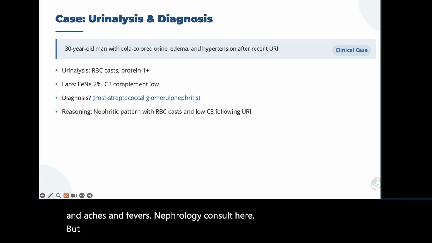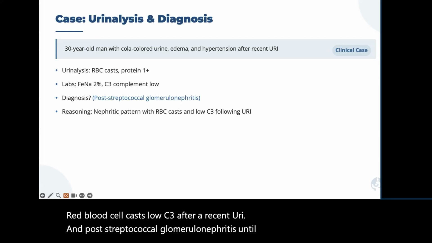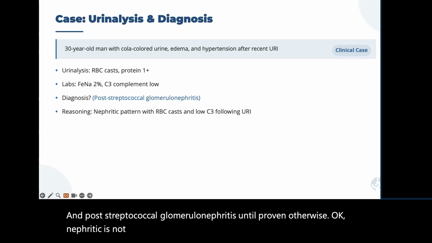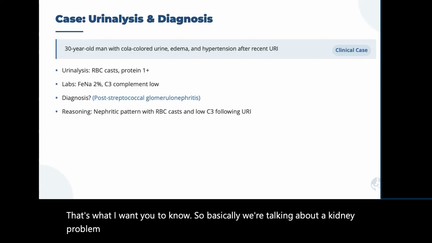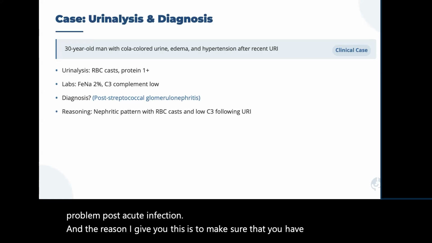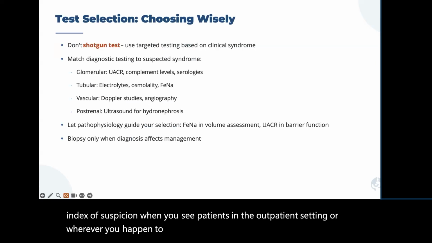But the main take home here is post-infection, right? Post-infection, red blood cell casts, low C3 after a recent URI, and it's post-streptococcal glomerulonephritis until proven otherwise, okay? Nephritic is not nephrotic. Inflammation dominant is the picture here. So that's what I want you to know. So basically, we're talking about a kidney problem post-acute infection. And the reason I give you this is to make sure that you have a sufficient index of suspicion when you see patients in the outpatient setting or wherever you happen to see them.